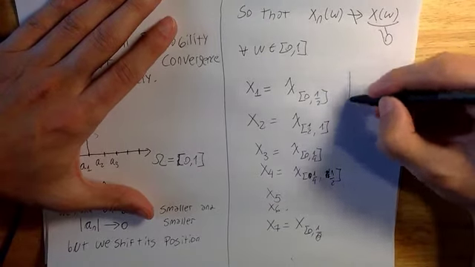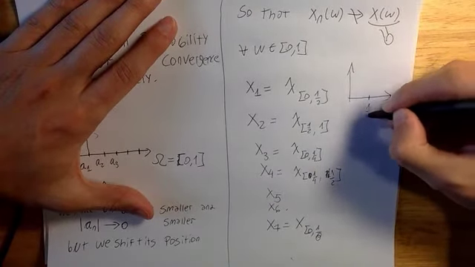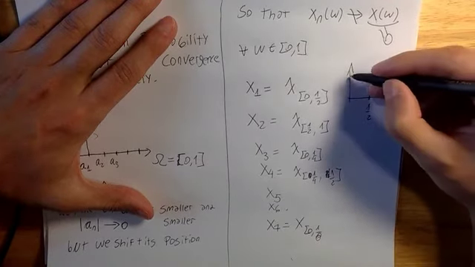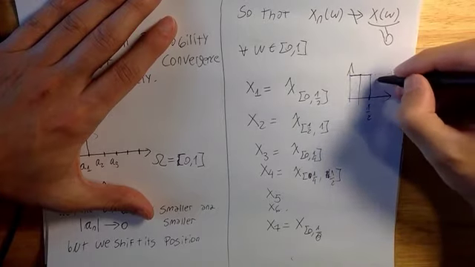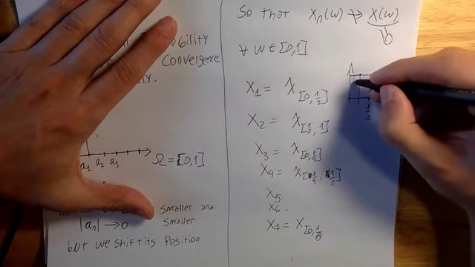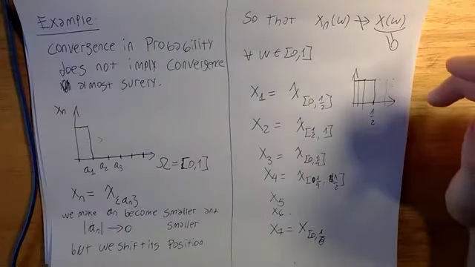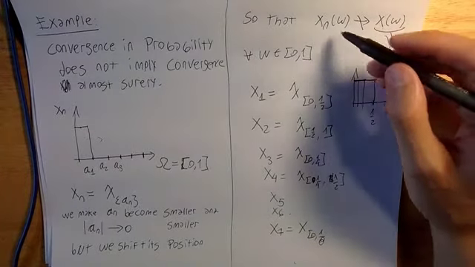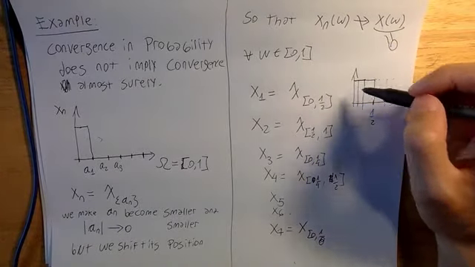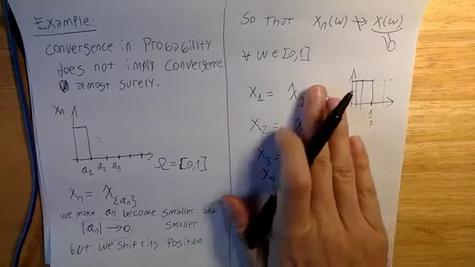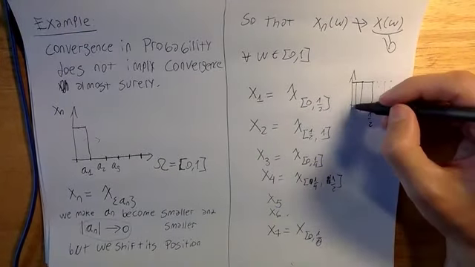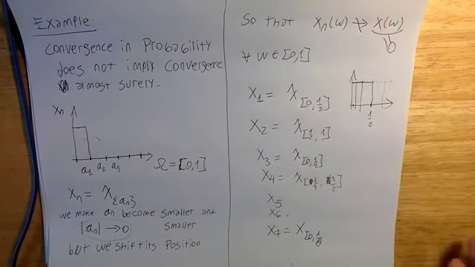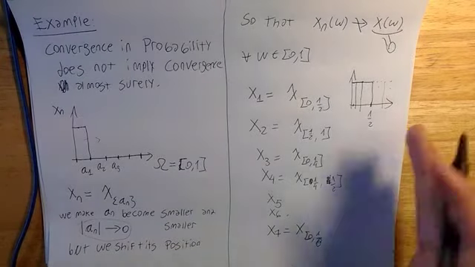So here the idea is that you would have first the indicator here, then the indicator would be here, then here, here, here, and here, and then you start this process again. What you can check is that this will converge in probability, because the set where xn of omega differs from 0 becomes smaller and smaller. This An is going to 0. But because we are shifting it, for every point here, we can check that it cannot converge pointwise to 0.